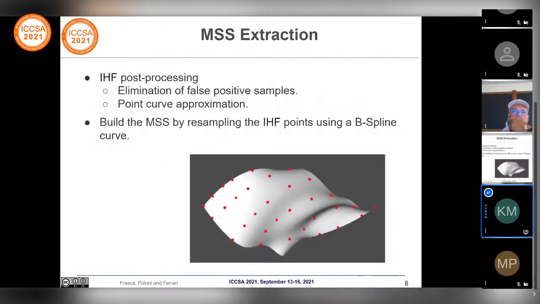For the MSS extraction, we have post-processed the IHF outputs to eliminate the false positive samples and approximate the fissure to a point curve. Then we resample the IHF points of each image slice to build a B-spline curve, which is a surface.